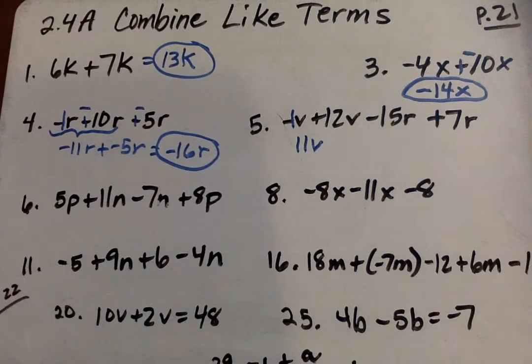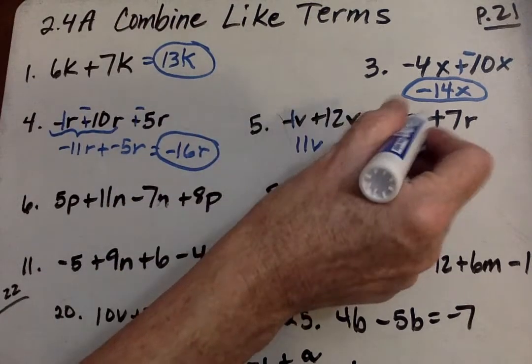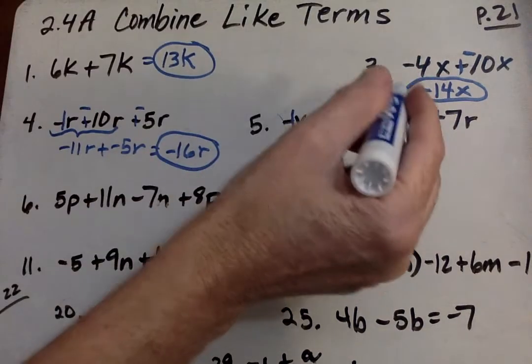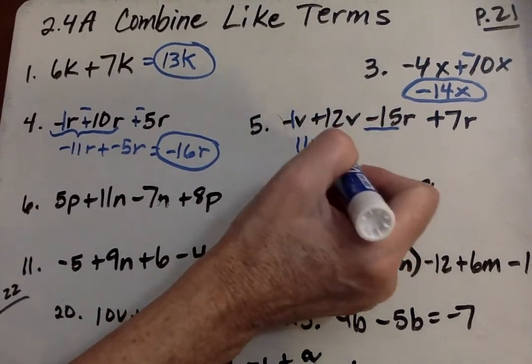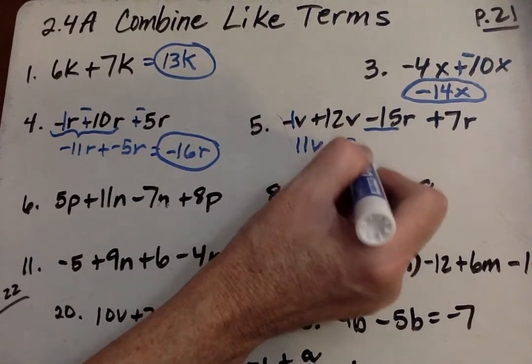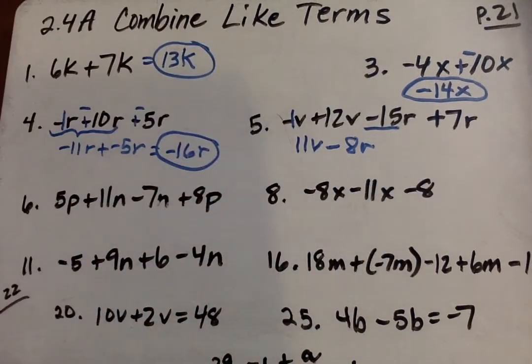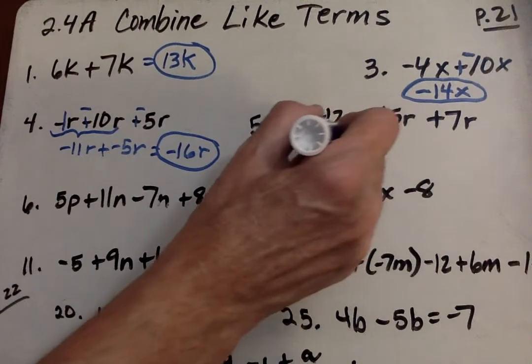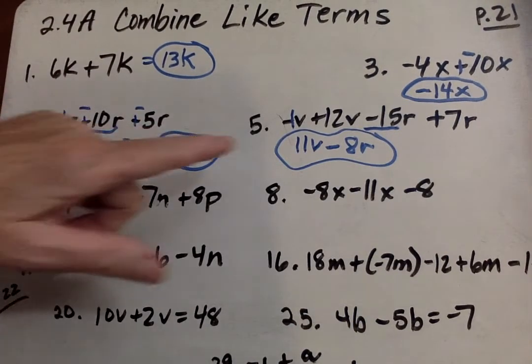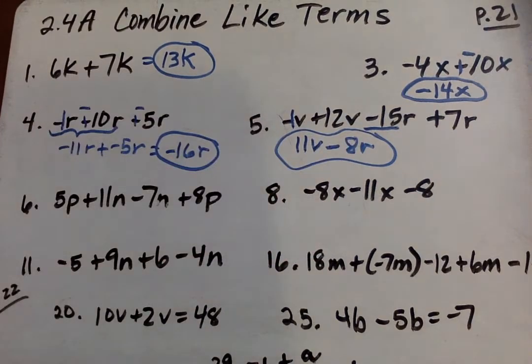and negative 15r plus 7r. Is that a battle or a party? It's a battle, so we have to subtract. And who wins the battle? 15. So we can either put plus negative, or we can put minus 8r. Now, at this point, we have an r and a v. Okay, we cannot combine those. So that's your final answer. So you've got to get used to seeing 2 terms being the answer rather than just 1 like the rest of these were. Okay, we're going on to number 6.